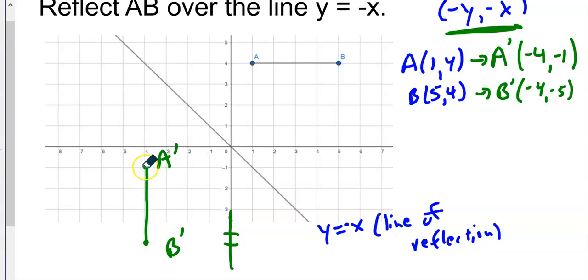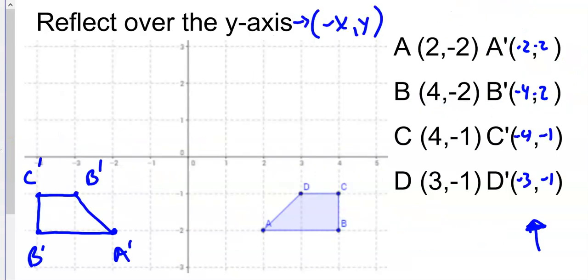So again, be able to graph, write the ordered pairs. And again, make sure you must label your graph with what point is what. Okay? And it should look like it's a reflection over the line y equals -x. Okay? Just like this should look like a reflection that it's over the y-axis.